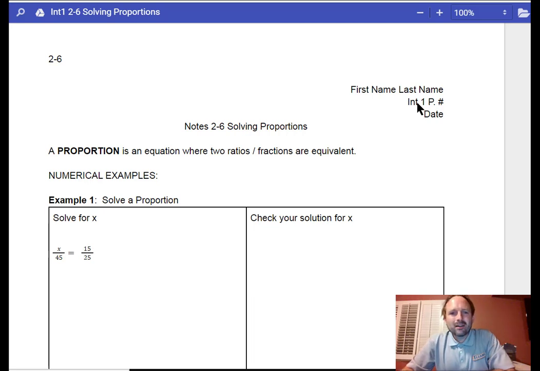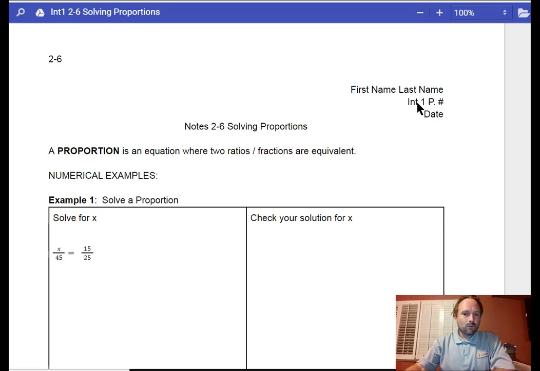Hello everyone, we're on 2-6. Make sure you write that in the top left hand corner and make sure you write your information in the top right hand corner. So our section for today is 2-6, solving proportions. A proportion is an equation where two ratios or fractions are equivalent. So let's dive into it.